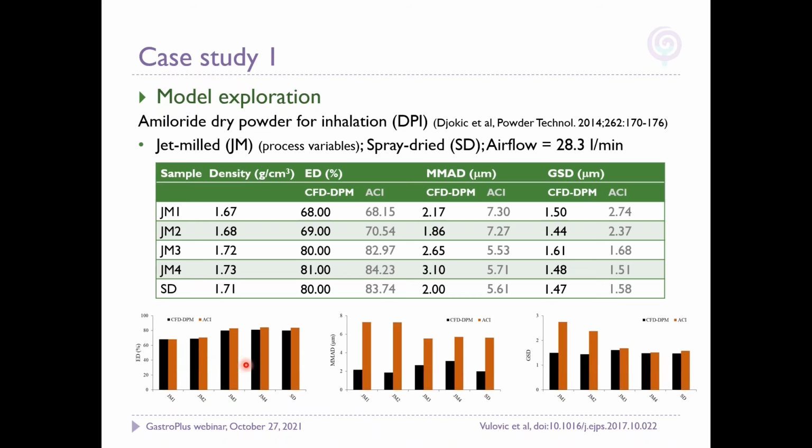And you can see from this graph that the predicted values for the emitted dose were similar to the in vitro data, but there were really large differences in particle size distribution, mainly because the agglomerates, you can see here larger particle size detected by the ACI device, could not be considered by the generated CFD-DPM model, which is a huge drawback of the applied computational approach. But on the other hand, ACI results do not necessarily reflect the real situation regarding the presence of agglomerates at the inhaler outlet, because drug particles may also agglomerate and deagglomerate during the ACI measurements. So both methods have certain limitations.